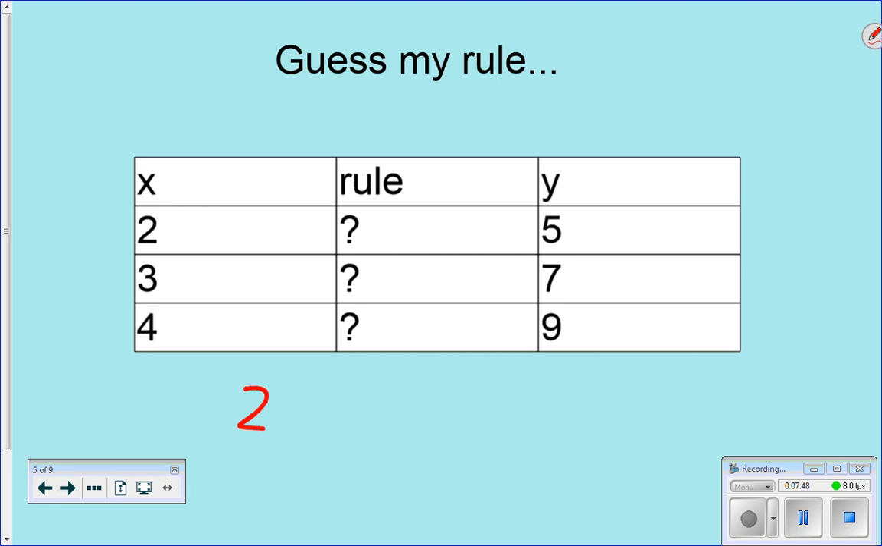I take 2 times whatever's in my X, and then what am I going to do? Plus 1. And that gives me what's in my Y. Does that make sense? What did you do?